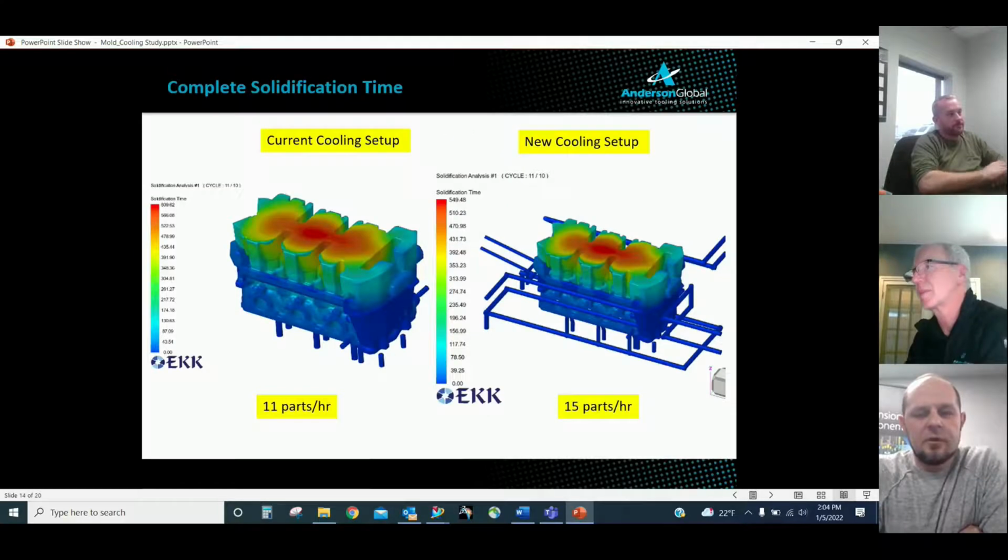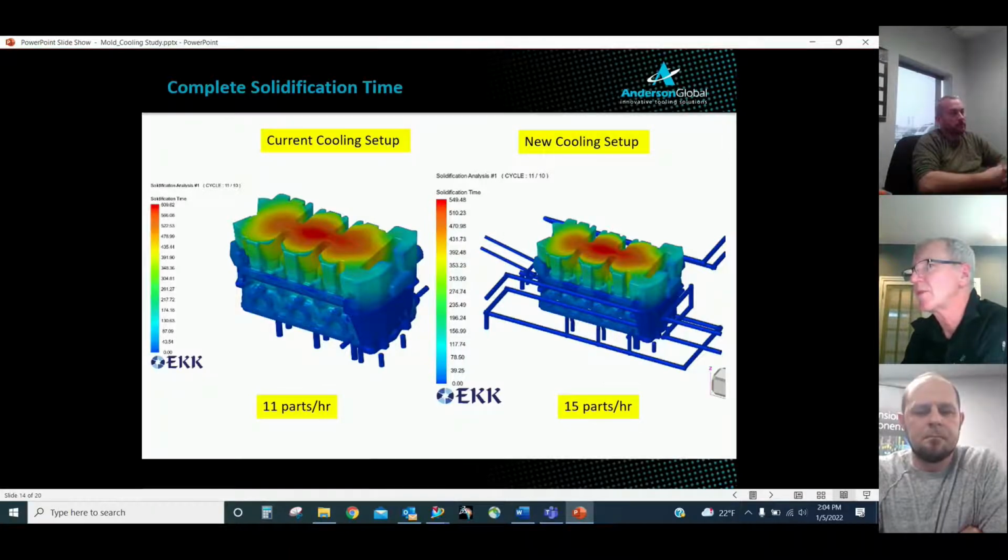What you see here on the screen is just a comparison of the two setups. On the left, you see the current cooling setup. The customer was getting about 11 parts an hour with that setup. On the right, you can see all the additional cooling lines that we added in each slide and the base insert and the spiral cooling. And with that added, we were able to get 15 parts an hour, which is a significant improvement.